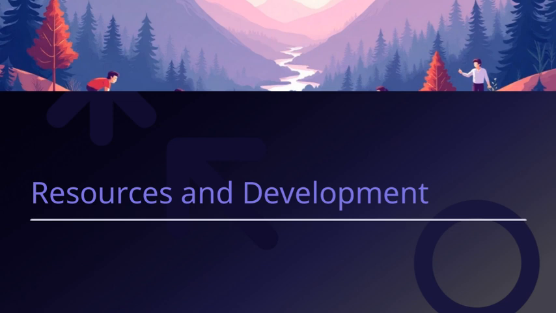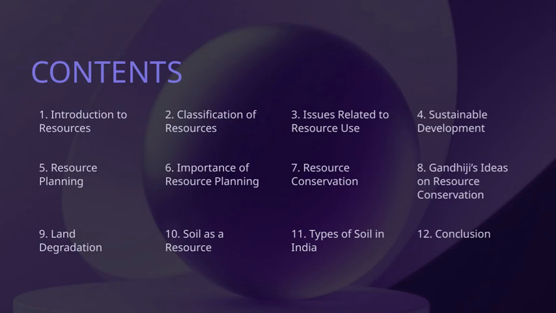Let's get started. Today, we are wrapping up our discussion with the conclusion, which ties together all the key ideas we've explored. We started with an introduction to resources, understanding what they are and why they matter. Then, we looked at how resources can be classified into different types, helping us see their diversity and importance. Next, we discussed resource planning, emphasizing how crucial it is to use our resources wisely and sustainably.